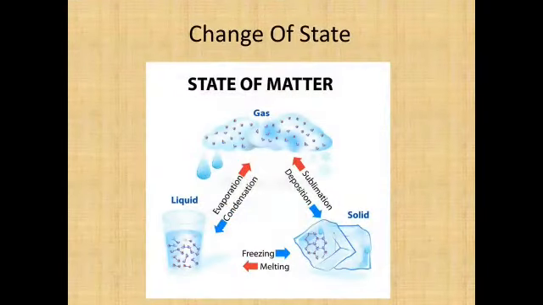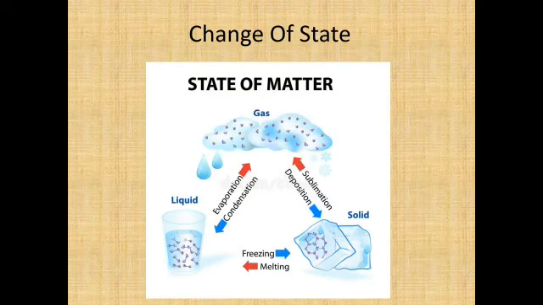In this picture, we can easily see the various changes of the states of matter. When liquid is boiled, it changes into gas and is known as evaporation. And the change of state from gas to liquid is known as condensation. Similarly, the change of state from liquid to solid is called freezing, and from solid to liquid is called melting.